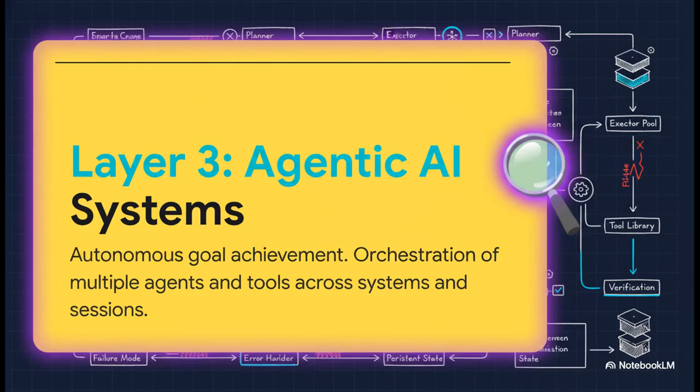And finally, we're at the top of the pyramid, layer 3, the Agentic AI system. And folks, this is a whole different ballgame. This was our last quiz question. An agentic system doesn't just execute a task, it achieves a goal. And it does that by orchestrating multiple agents, multiple tools, maybe across different systems, and potentially over hours or even days. It plans, it delegates, it handles errors, and it makes sure the job is actually done. It owns an entire business process from start to finish.